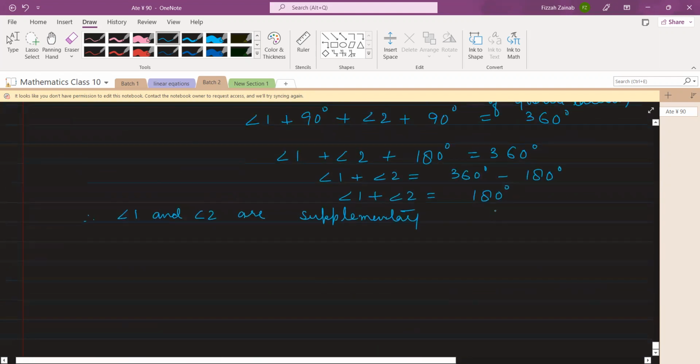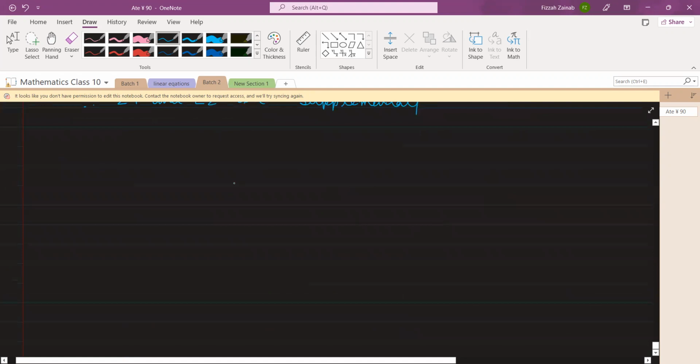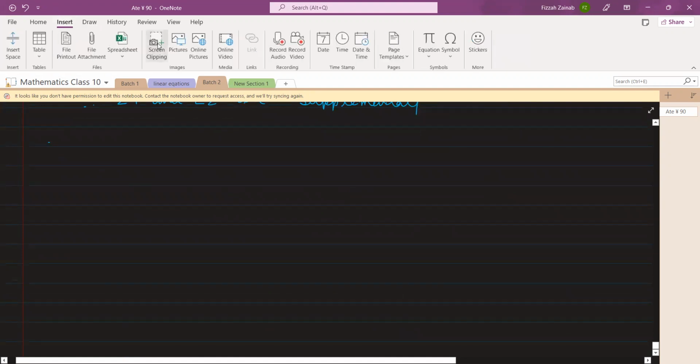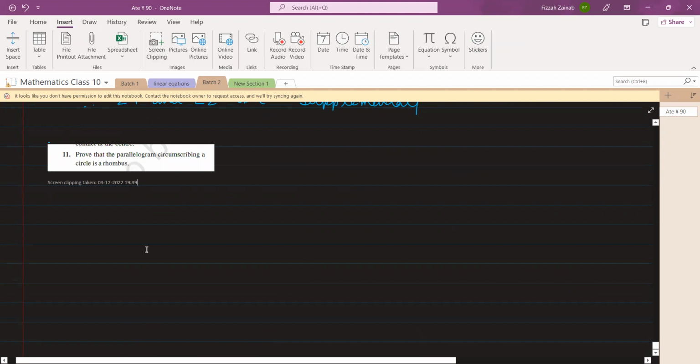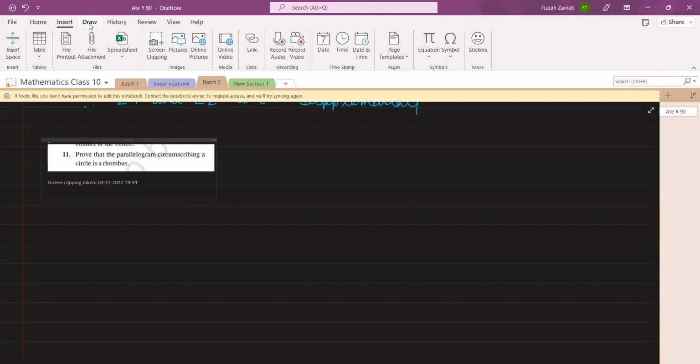Right. So this question is over. Let's move to the next question now. Prove that a parallelogram circumscribing a circle is a rhombus.